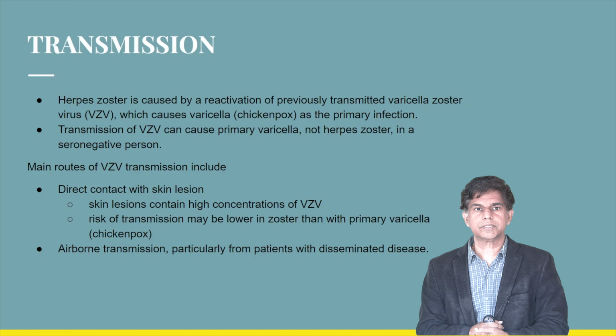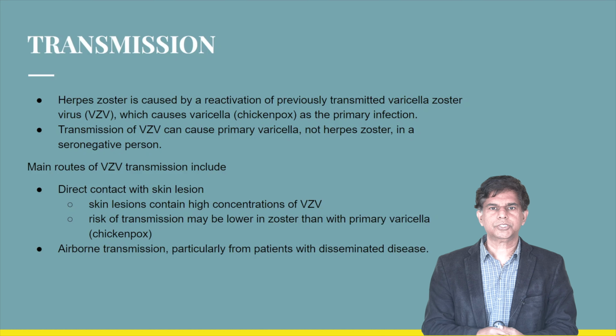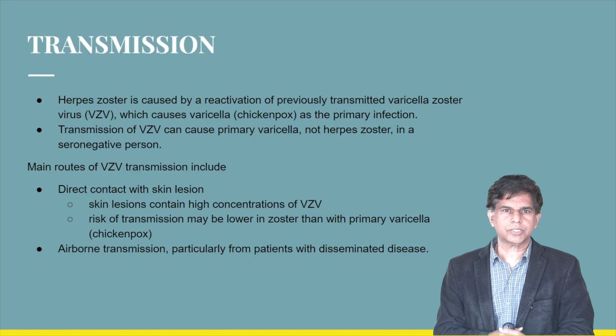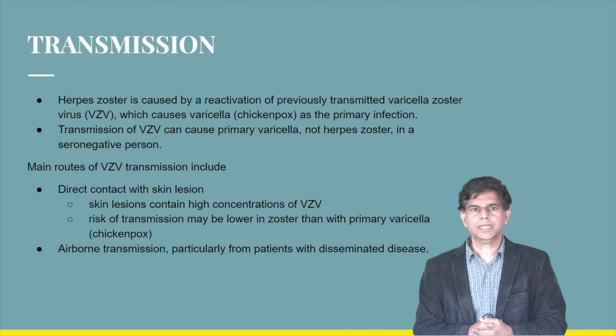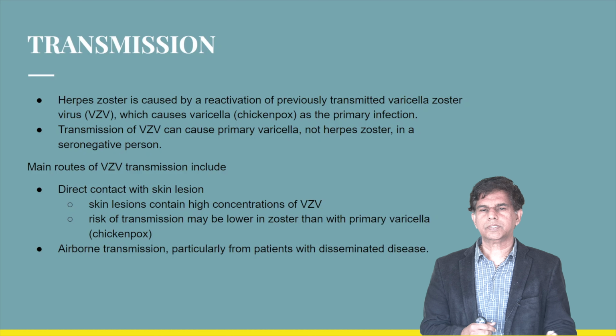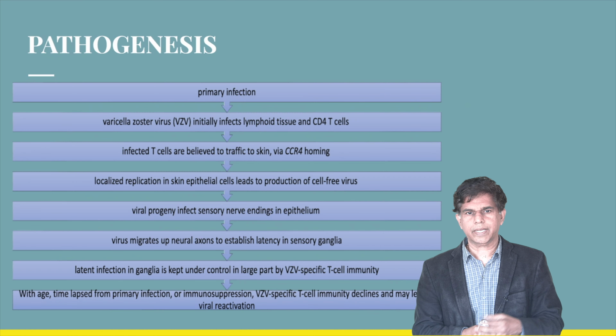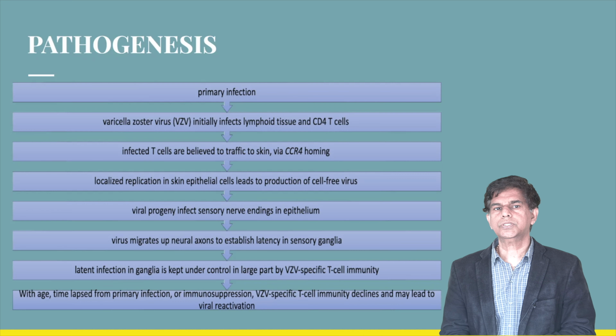previously transmitted varicella zoster virus, which causes chickenpox in childhood, the primary infection. The main route of transmission is direct contact with the skin lesions. Skin lesions contain a high concentration of zoster virus, and transmission risk may be lower in patients with primary varicella, like chickenpox. Airborne transmission, particularly from patients with disseminated disease, is also common.